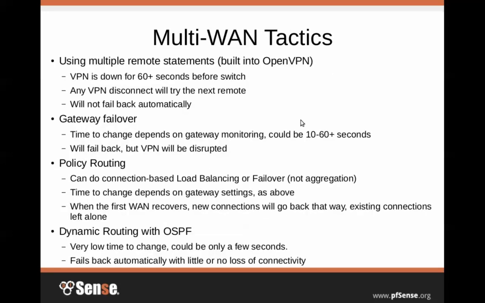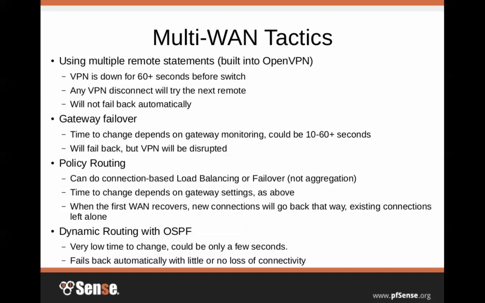Okay. Moving on, a little bit more of the meaty section here. I'm going to go into a lot of detail on each of these different tactics that we can do. There's the general ways that we're talking about doing multi-WAN. The first is using multiple remote statements, which is built into OpenVPN. So you have your first server IP specified, and then in your advanced options you put another one.